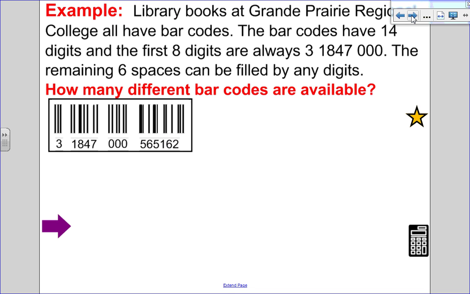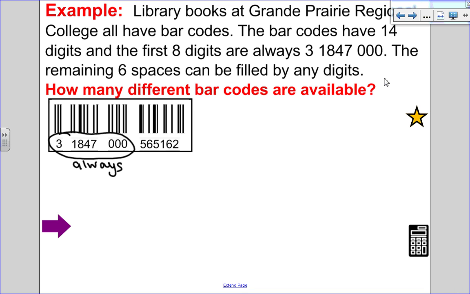So in this example here, we have library books having barcodes. Now the barcode has 14 digits. The first 8 digits are always going to be 318470. So this will always be what the first numbers are. The remaining 6 numbers can be filled by any digit. So I want to know how many barcodes are available.